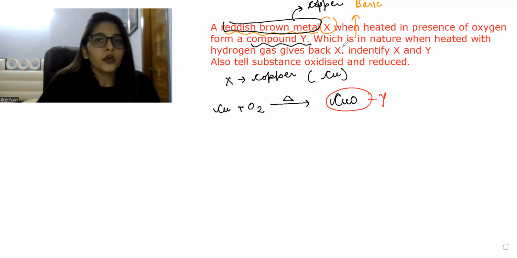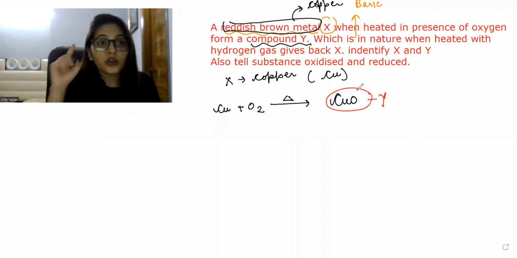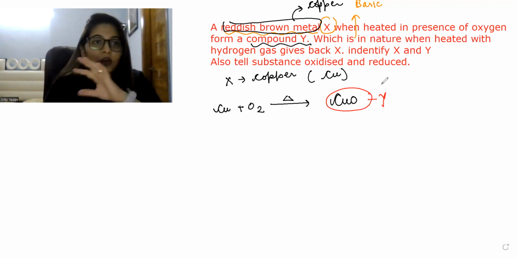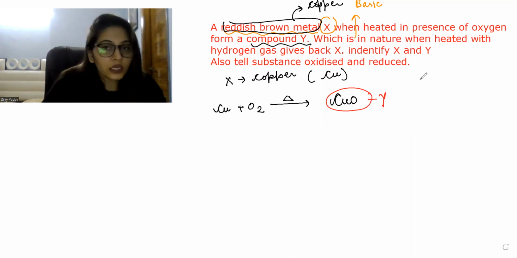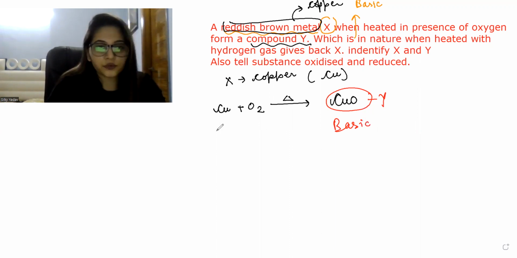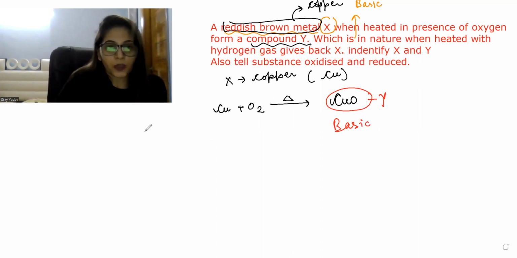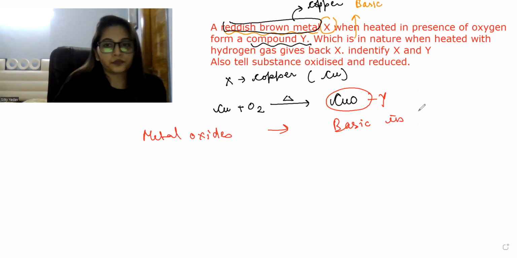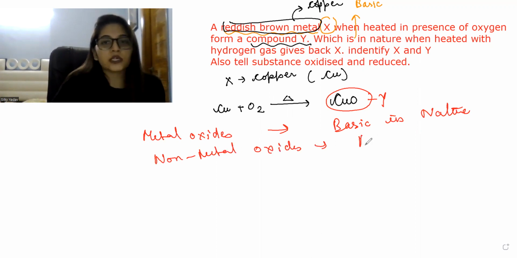Now the next is, which is basic in nature. So they are giving us a hint, like let's say we have not got an answer like copper oxide, but they're also giving us another hint that it is basic in nature. Now I'll tell you one more thing related to this. Please make sure that you all remember it. Metal oxides are always basic in nature, and non-metal oxides are always acidic in nature.